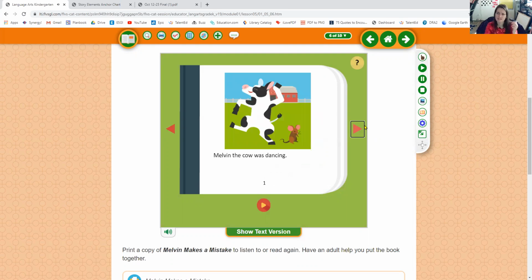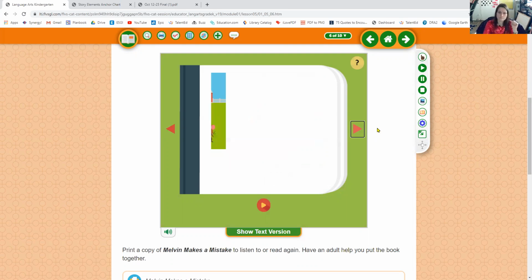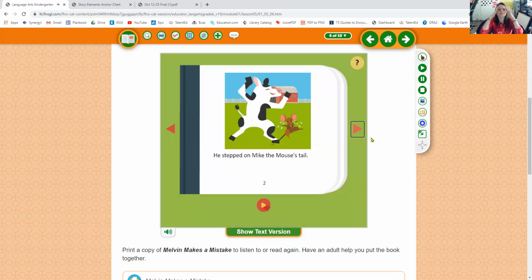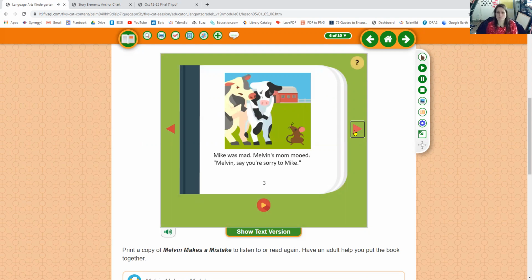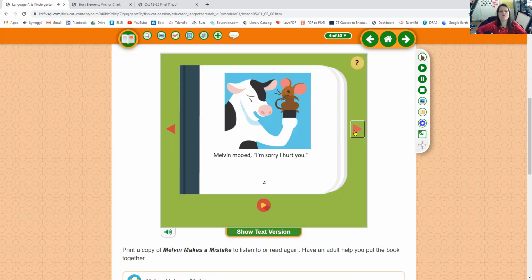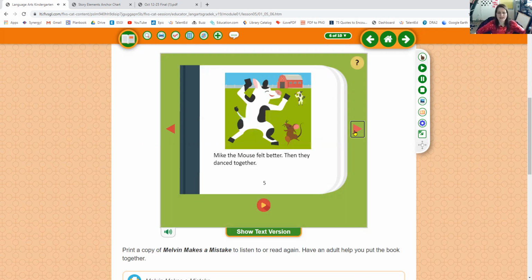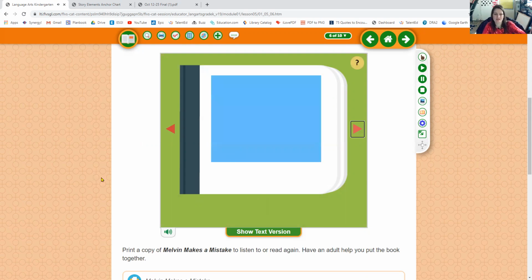Melvin the cow was dancing. He stepped on Mike the mouse's tail. Mike was mad. Melvin's mom mooed, "Melvin, say you're sorry to Mike." Melvin mooed, "I'm sorry I hurt you." Mike the mouse felt better. Then they danced together. The end.